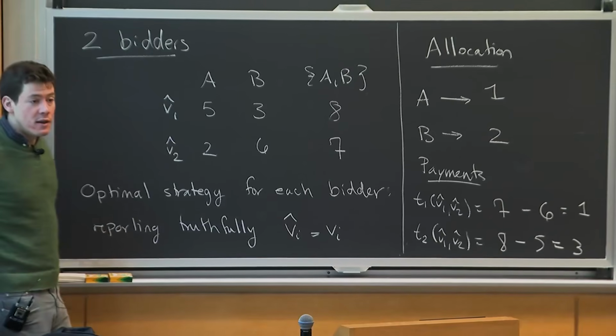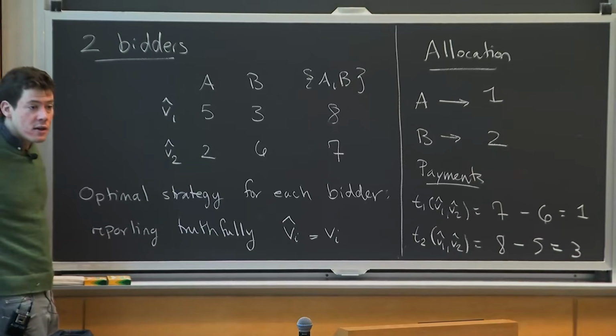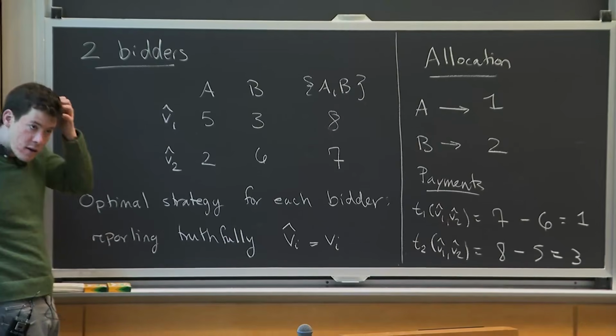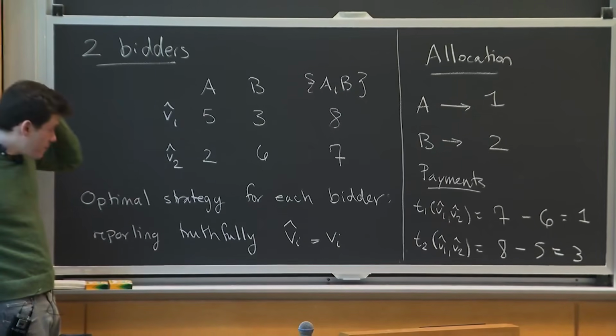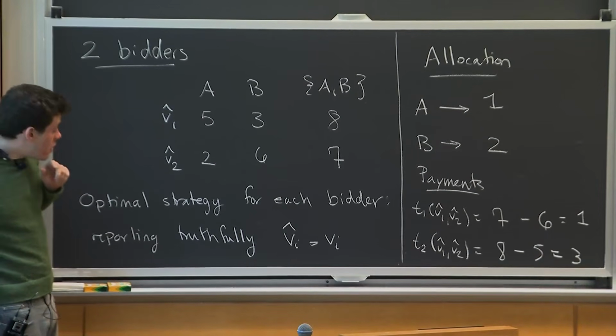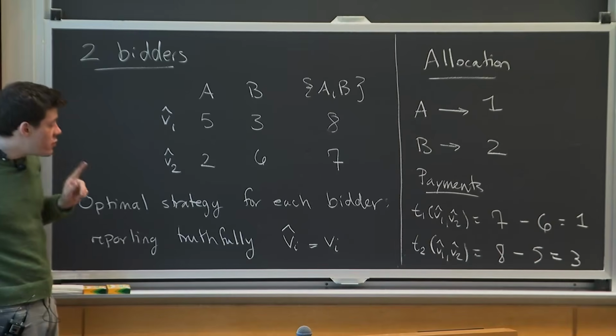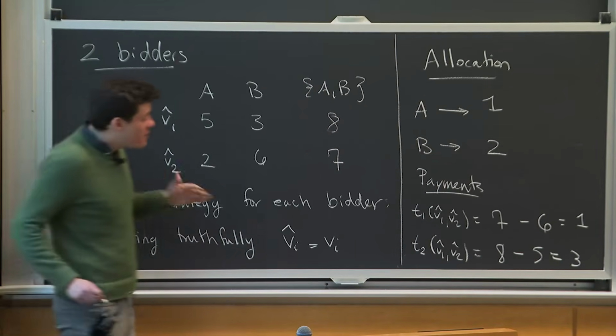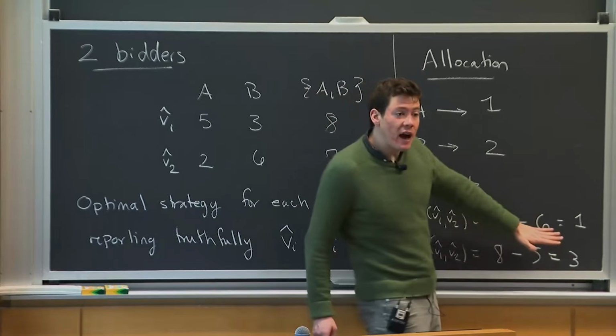Yes? Will you ever have a situation where your externalities are going to be less than the kind of valuation that you have for the good? Like that payment would be negative in essence. Good question. So you're never going to have a case where the payments are negative. And this follows from the way that we define an externality.